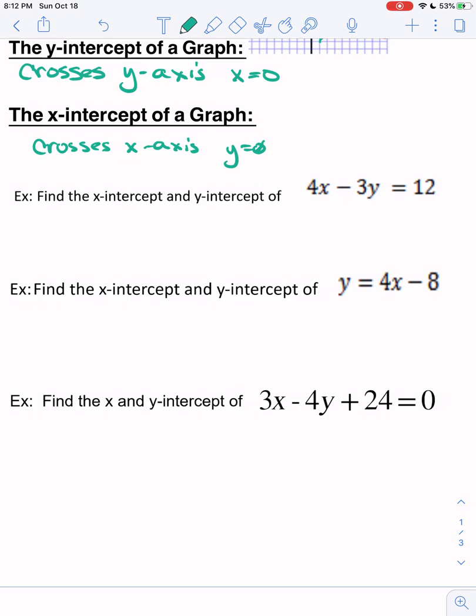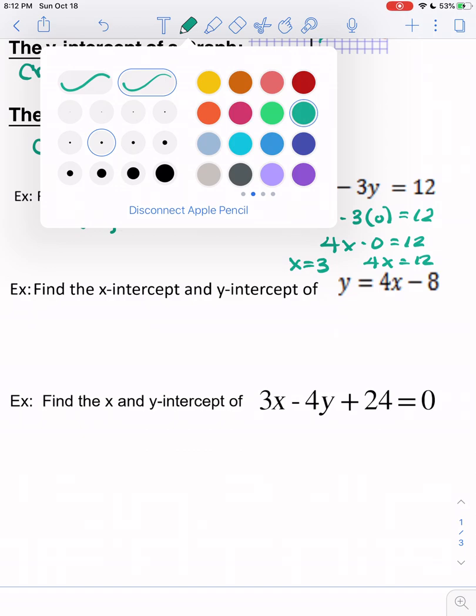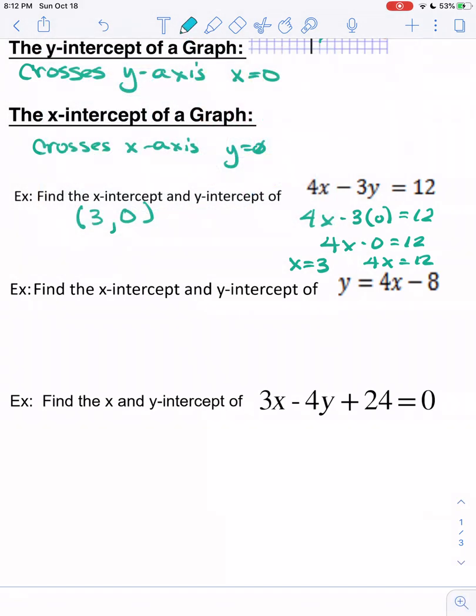So I'm going to set y equal to 0 and find the x-axis. So if y equals 0, I have 4x minus 3 times 0 equals 12. 4x minus 0 equals 12. 4x equals 12. Divide each side by 4. It looks like x is going to be 3. So that's our x-intercept.